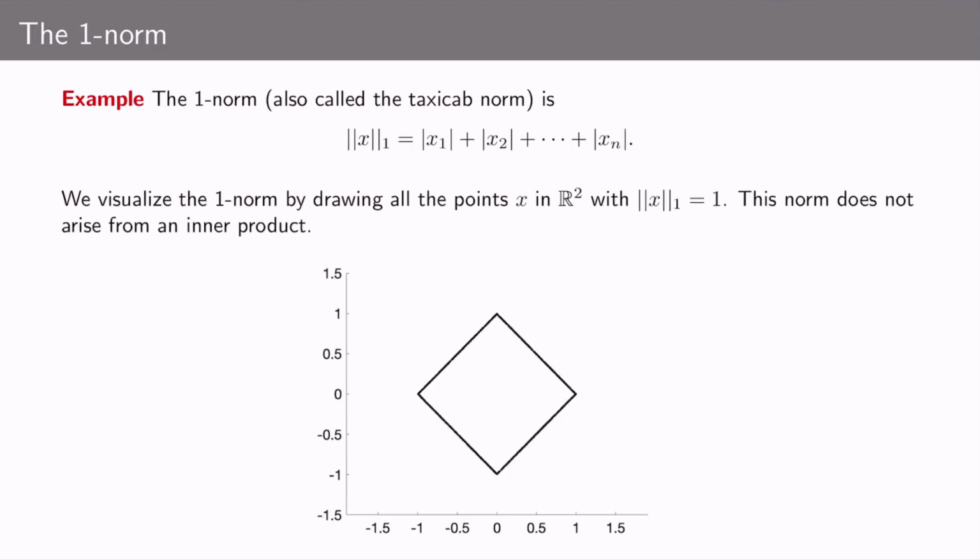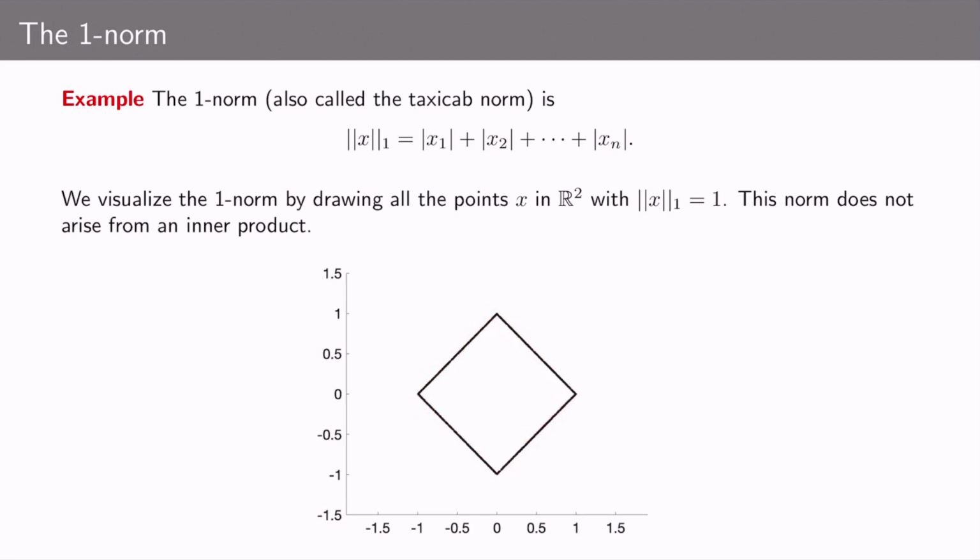Our next example of a norm is the 1 norm. This is also called the taxicab norm for reasons I'll explain in a moment. To compute this norm, we sum up the absolute values of the components of the vector. So again, let's visualize the norm by drawing all the points in our vector space that have norm 1. Here's the origin. All the points that have norm 1 give this diamond shape.